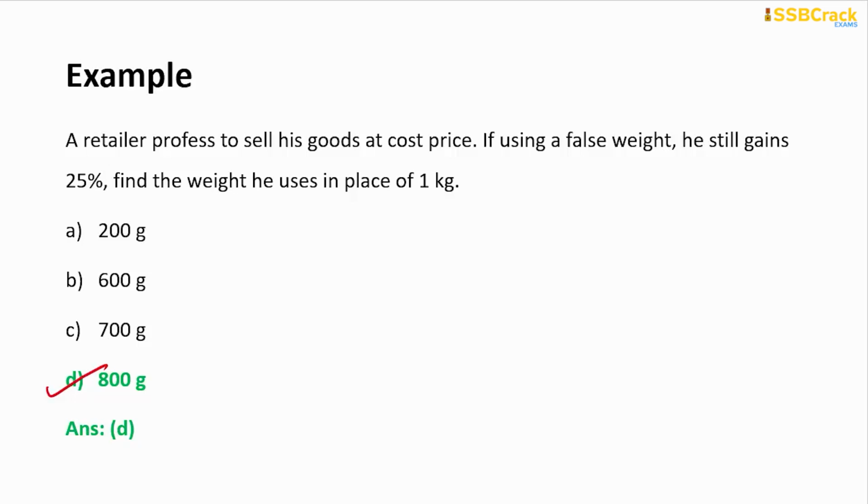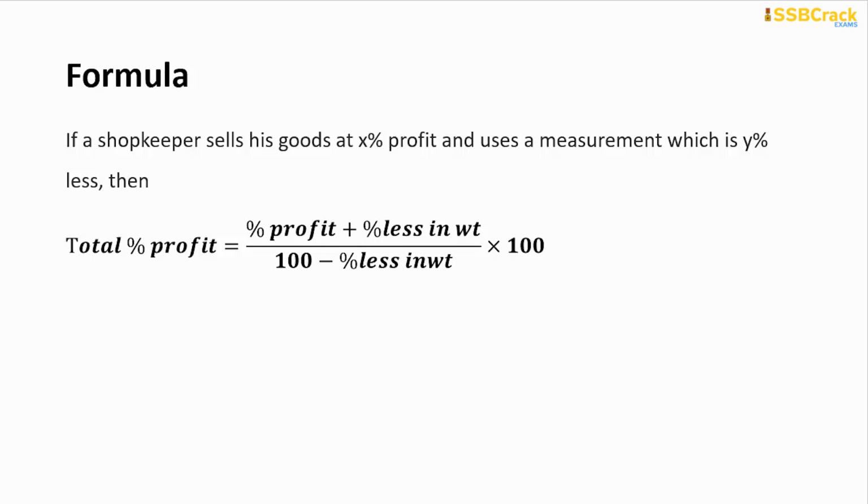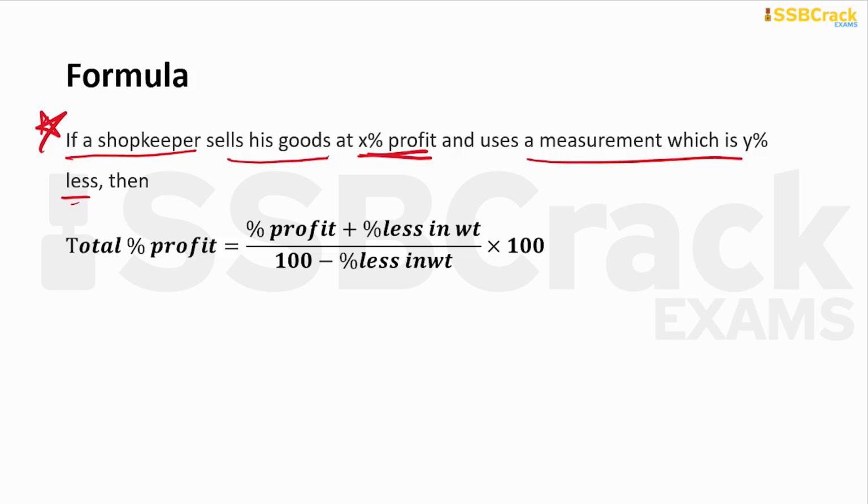Alright, coming to the next formula. If a shopkeeper sells his goods at X% profit and uses a measurement which is Y% less, understand this formula compared to the previous. There is a shopkeeper, he is selling his goods at X% profit and he is using a measurement which is Y% less. So in the problem there is an indication that the measurement that person is using is so and so percent less than the actual. Okay, then you can use this formula.